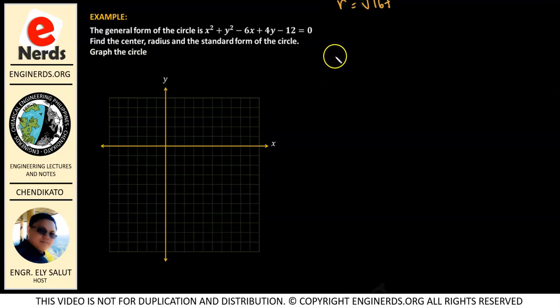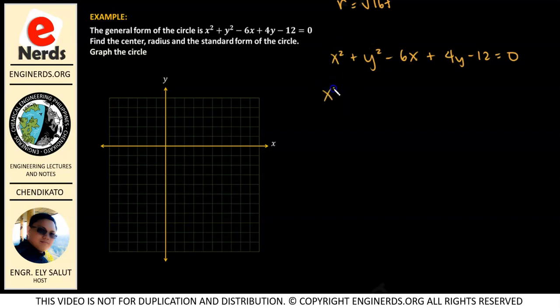So, we have x squared plus y squared minus 6x plus 4y minus 12 is equal to 0. The coefficient ng ating x squared and y squared is already 1, so that means we don't have a problem on that. So, we're going to rearrange ang ating equation.